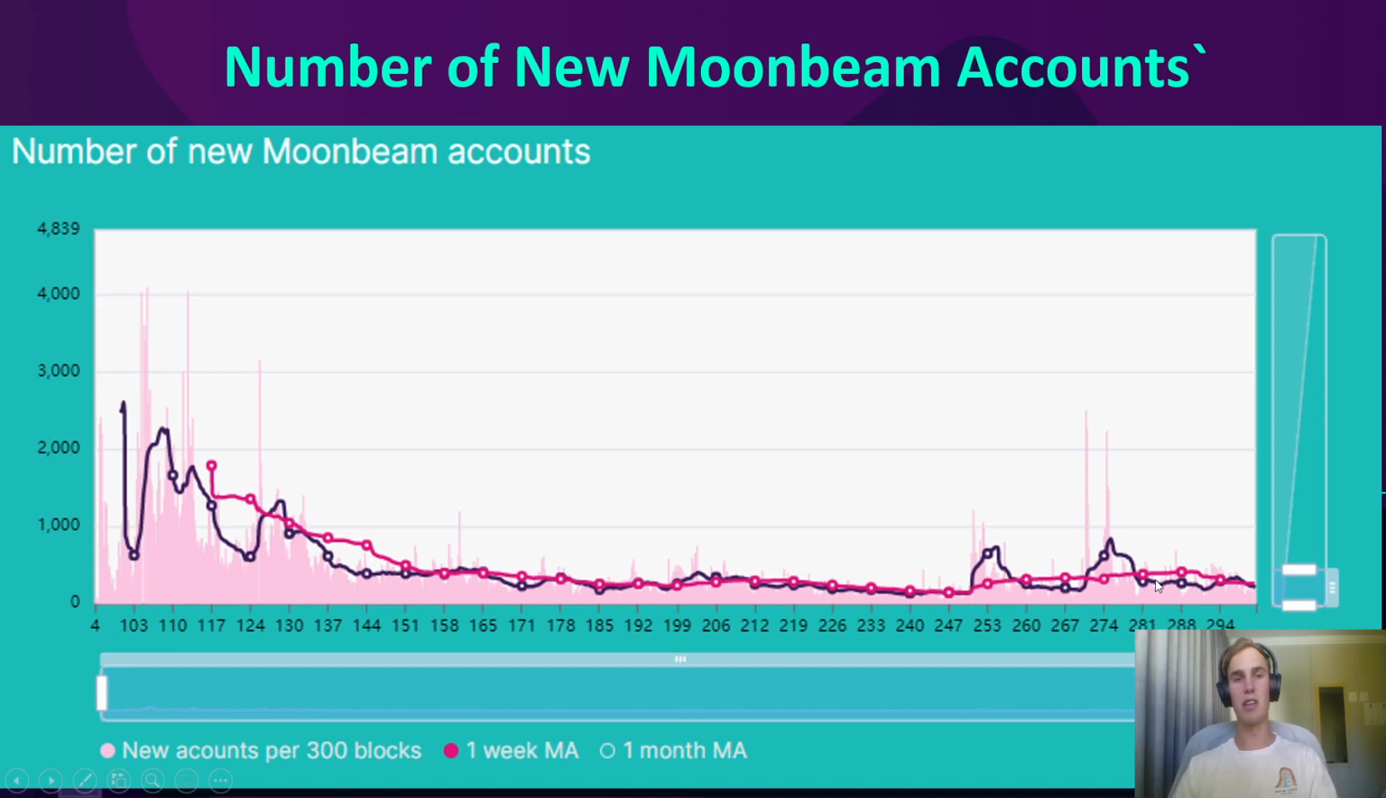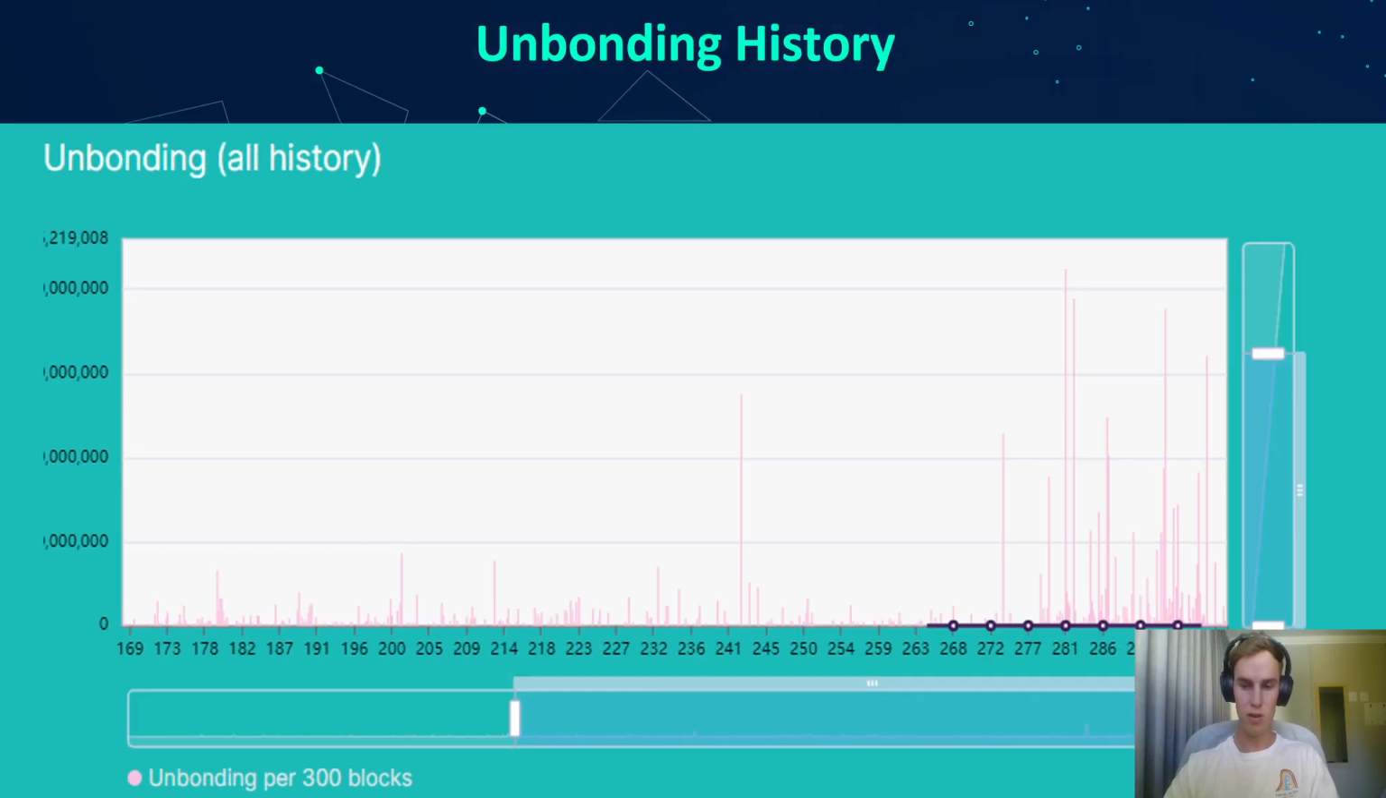So network activity is increasing slightly, as you can see by this moving average. But we obviously know that the network's still in its early phases. So it's good to see that the number of new accounts are increasing. But again, this isn't really indicative of activity. It's literally just someone opening an account for whatever reason they decide to do so.